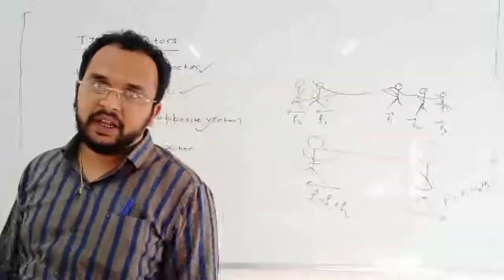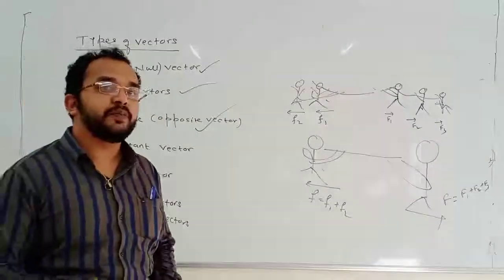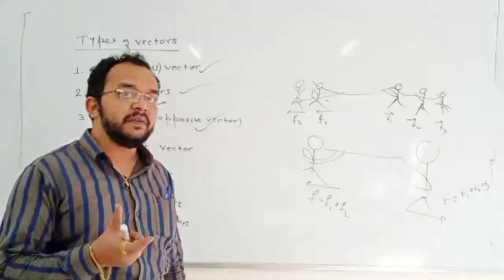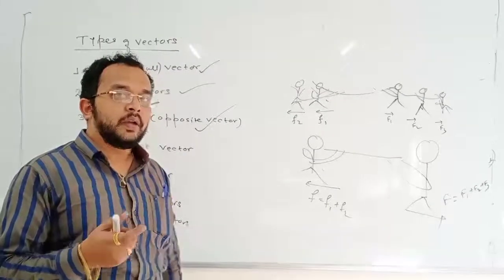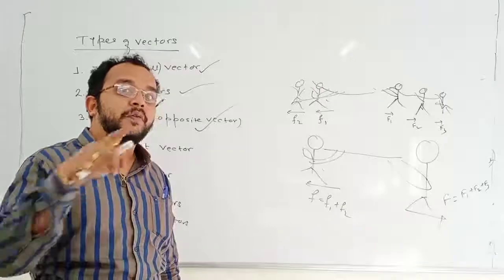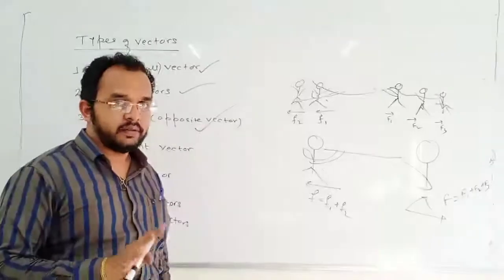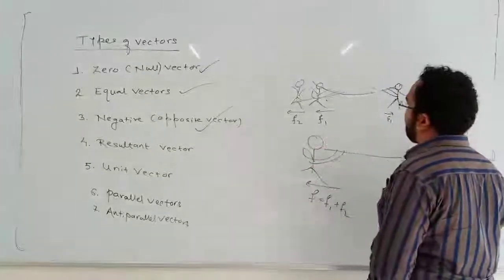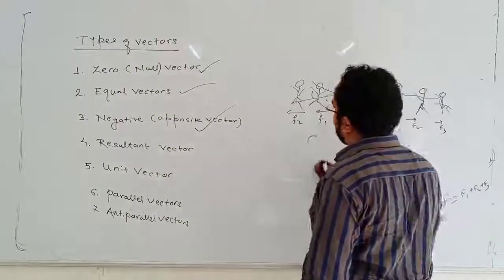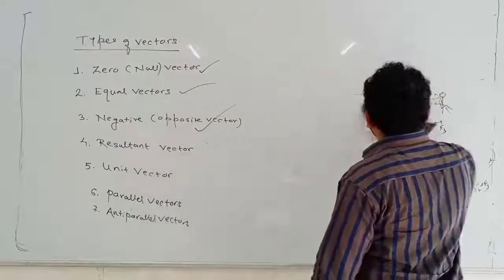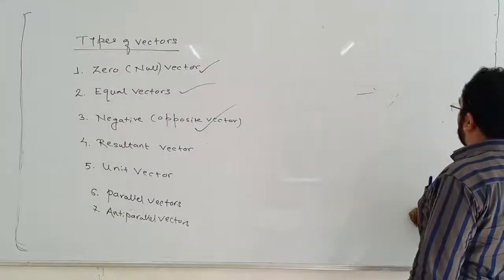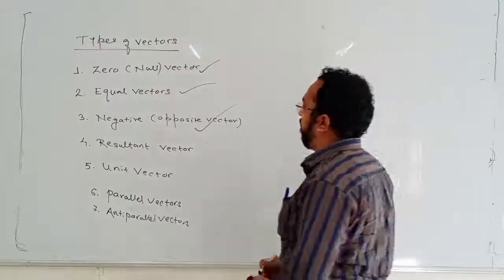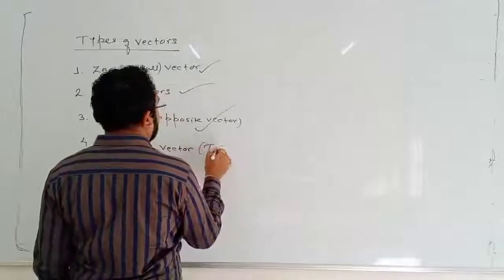So what can I write for the resultant vector? It is a single vector which produces the same effect as the sum of all the vectors. In fact, तुम्ही असं म्हणू शकता, resultant means total. Resultant means total.